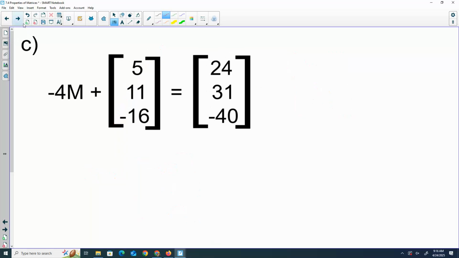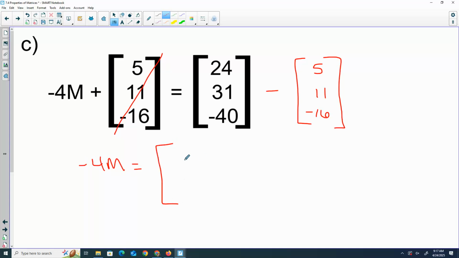We might also have something that is a couple steps. So just like any other equation, you might have to solve multi-step equations. So what would you do first here? Subtract that matrix. -5 is 19, 31 minus 11, 20, -40 plus 16, -24.